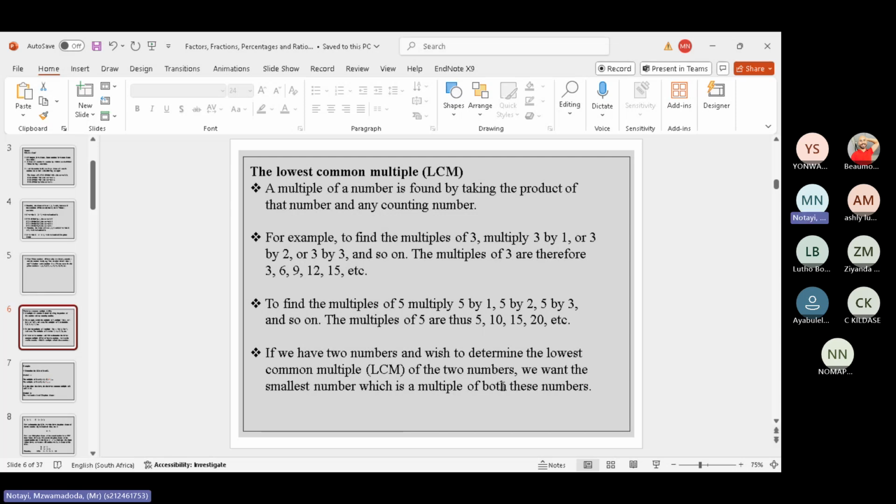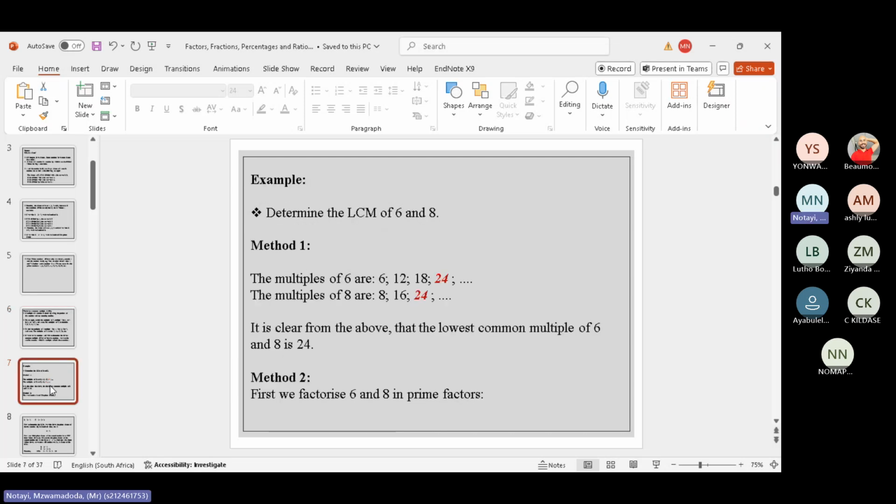So it's going to be the smallest multiple of both numbers. Let's look at the examples. Determine the LCM of 6 and 8. So we have 2 methods. Let's look at the first one.